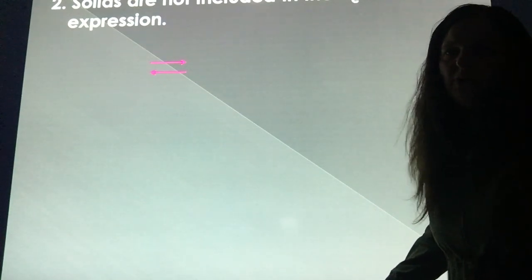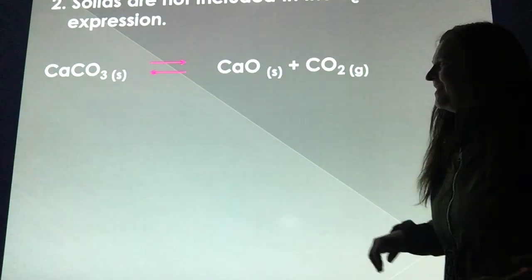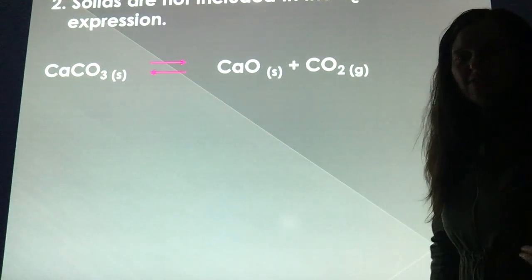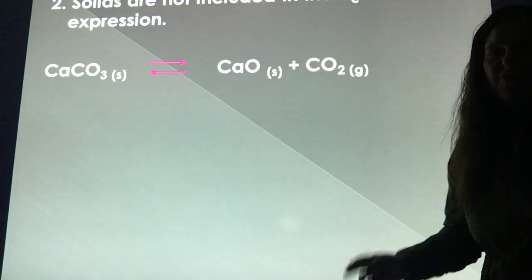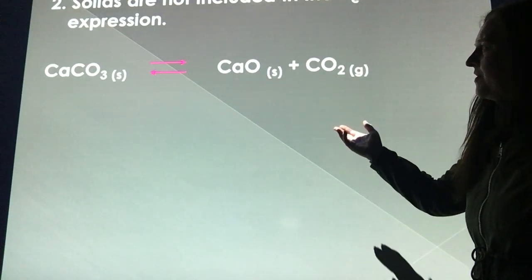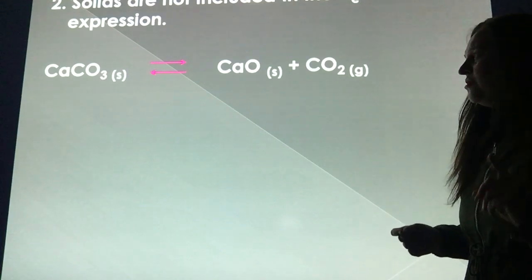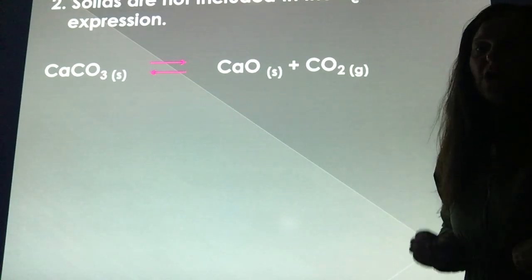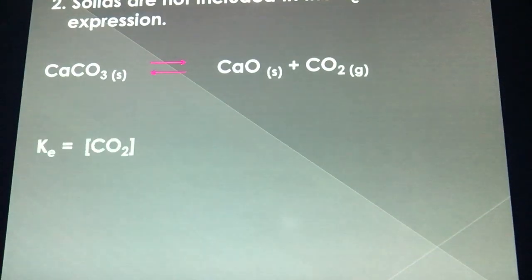I talked about that. Solids are not included. So you will have to look at the states. The states will be given to you. Why don't we include solids in the rate expression? If we were in class, I would ask someone the answer. Because the concentration of solids don't change all that much. We're looking for changes in concentration, but when you work with solids, concentrations change so little that it's negligible. So we do not include solids in our Ke constants because they don't really affect the overall outcome.